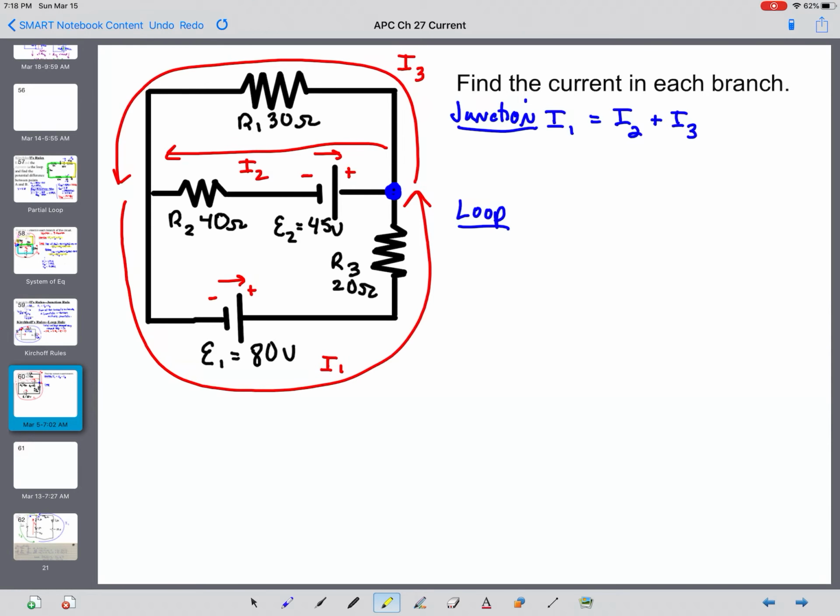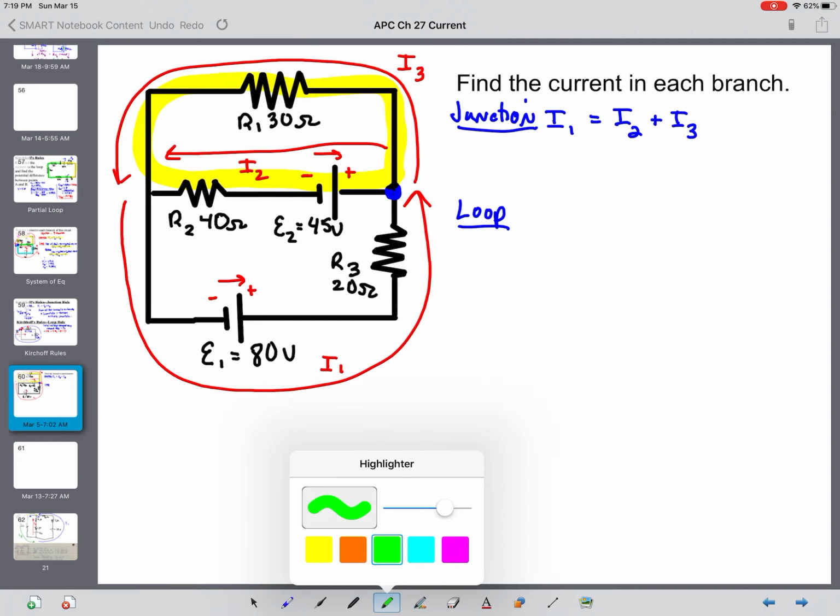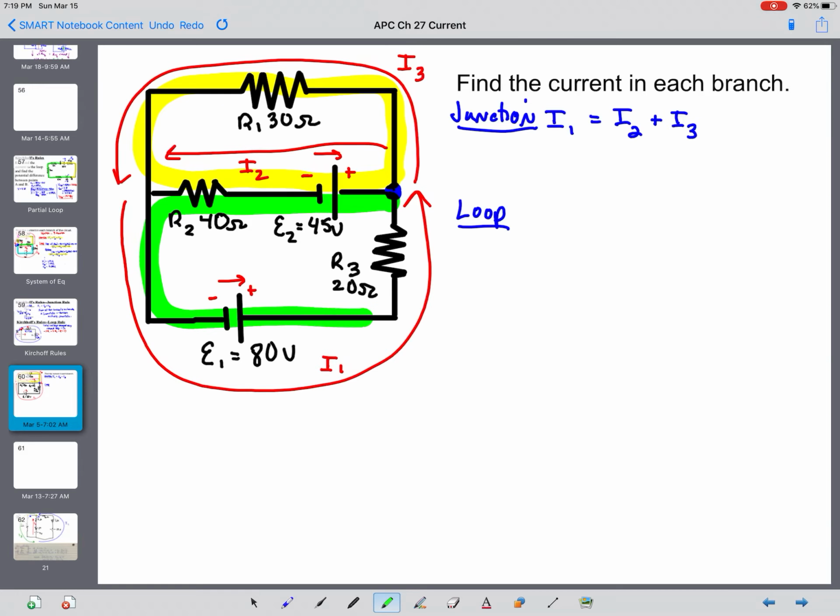So my top loop, I'm going to highlight just so I can reference more easily. My top loop is going to be around there in yellow, and my bottom loop is going to be around here in green. So on the top loop, arbitrarily starting anywhere you want, I generally will pick that upper right hand corner, and the current's flowing counterclockwise there, so I'll just go with the counterclockwise direction.